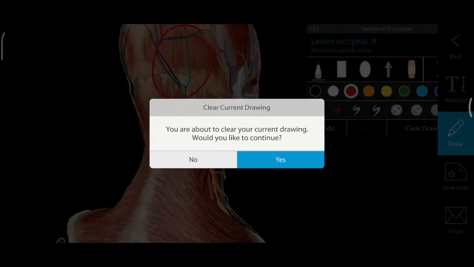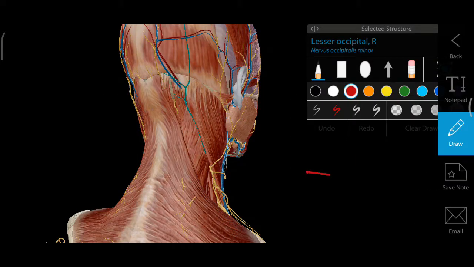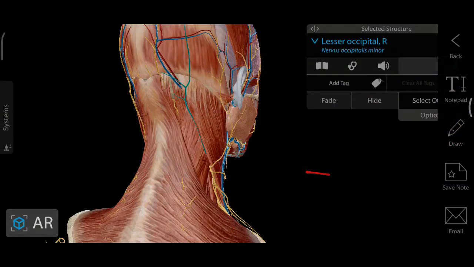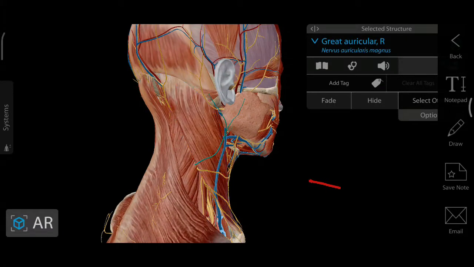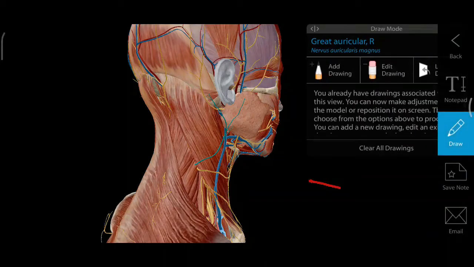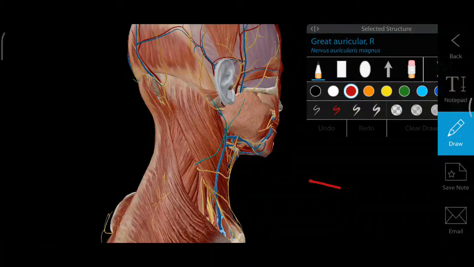Now the second nerve is the great auricular nerve. It supplies the skin over the angle of the mandible and over the mastoid region. So in simple words, it's going to supply this area, okay, this area.